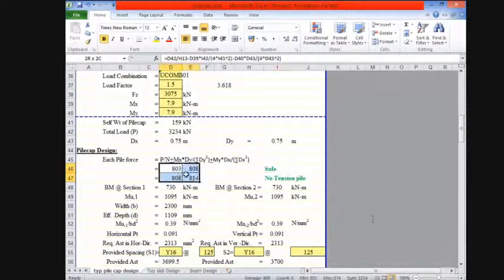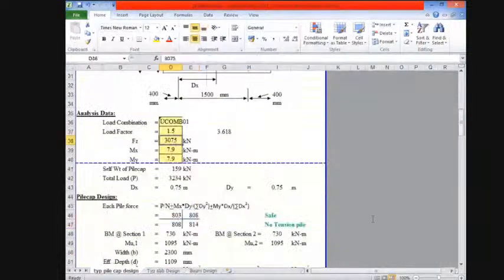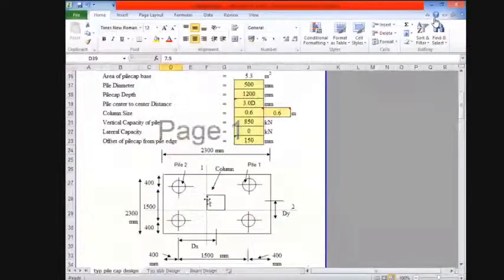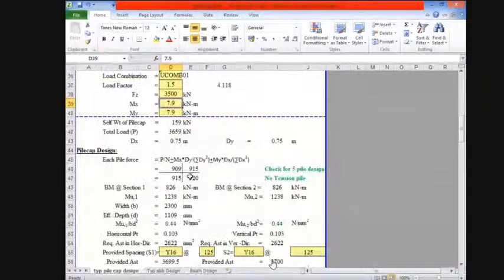Our capacity is exactly 850, and we are getting less than that. But suppose I increase my load to 3,500 kilonewton. Then it shows, check for a 5-pile design, because the capacity of each pile is only 850 kilonewton, but each pile is now coming to 909 kilonewton. So it is not safe. Then you have to revise your design and give 5 piles.